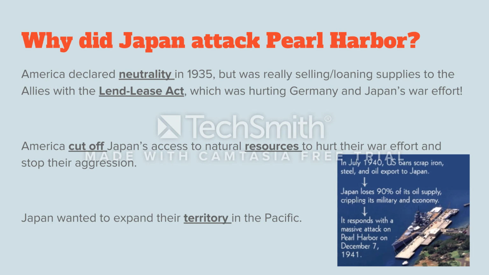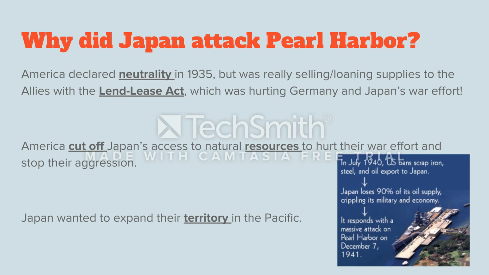So why did Japan attack Pearl Harbor? Why did Japan attack the United States at all? We've been talking a lot about Germany, but not so much about Japan. Japan and Germany had a military alliance. And so although America declared neutrality in 1935, when they signed the Lend-Lease Act in 1941, this was obviously hurting the war effort in Europe by giving the enemy supplies. That's hurting the Axis powers' war effort.